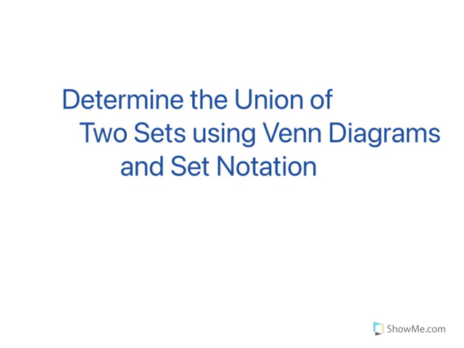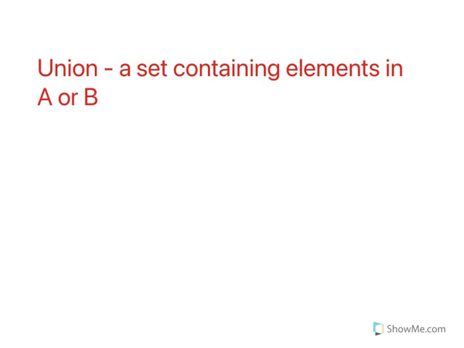Determine the union of two sets using Venn diagrams and set notation. Y'all, we're getting into the fun part of unions. So a union is a set containing elements in A or B. Keyword here, or. So the notation for this is A or B. It kind of looks like a U. This right here means or, and that's how you would read this, A or B.